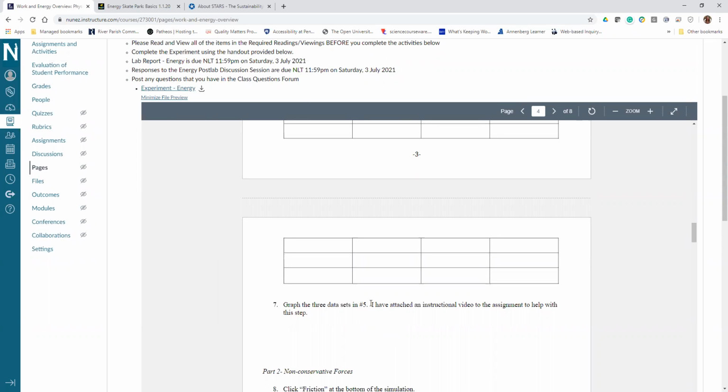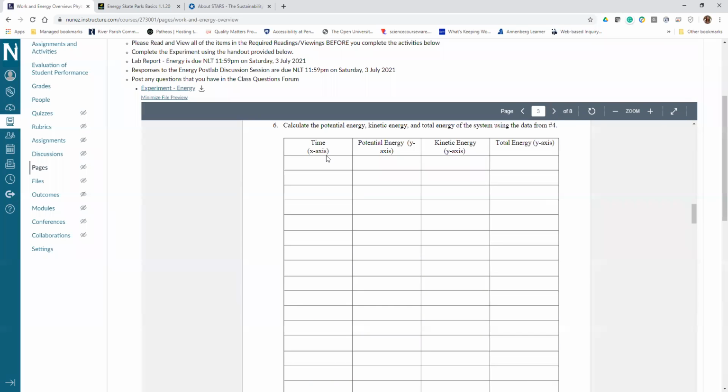I don't have an instructional video on how to graph, because you should know how to make a graph. You're going to make one graph and you're going to have T with each one of these. So T with potential energy, T with kinetic energy, and T with total energy. So on that one graph, you'll have a line, a plot for potential energy, a line or a plot for kinetic energy, a line or a plot for total energy.